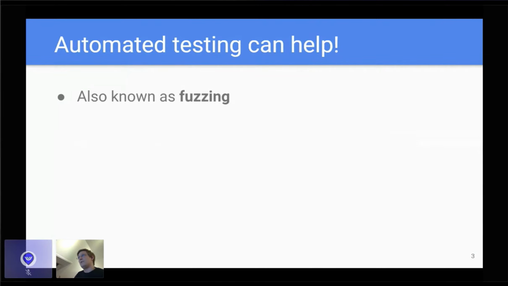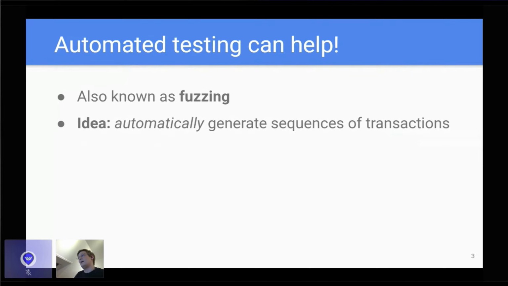This is also a technique known as fuzzing. In the rest of the talk, I will talk a lot about fuzzing, but basically this is an automated way to generate test cases, and in particular in the context of smart contracts, it's to generate sequences of transactions automatically that then explore the smart contract that you're testing.